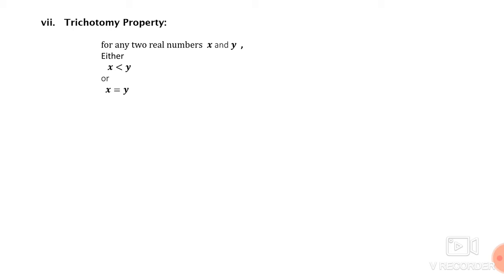Next we have trichotomy property. For any two real numbers x and y, either x is less than y or x is equal to y or x is greater than y. If we consider two real numbers, then only these three relations are possible between those numbers. Either the first one is smaller than the second one, or both are equal, or the first one is greater than the second one. Only these three relations are possible among two real numbers.